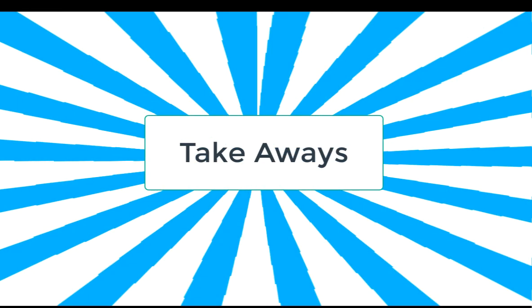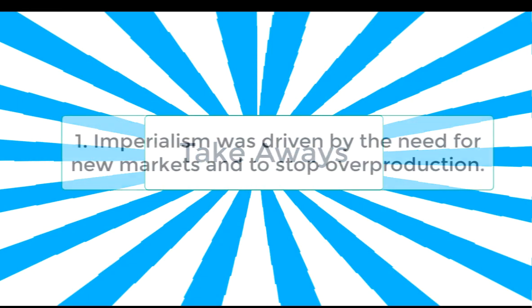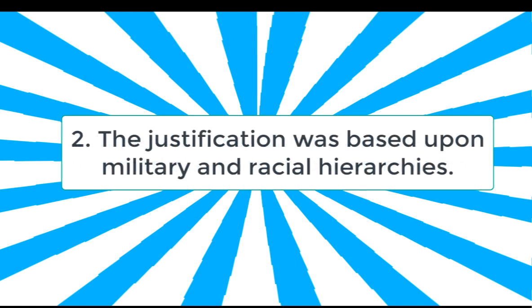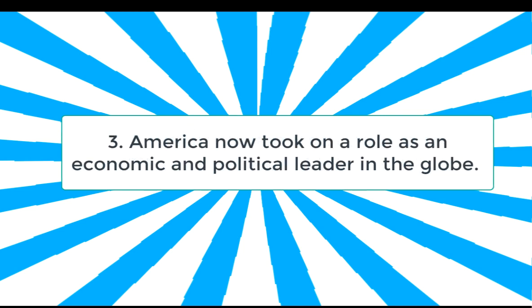Okay, what are our takeaways from this? So number one, I would argue, imperialism by America was driven by the need to find new markets abroad for industrialization and to stop the problem of overproduction. Number two, the justification for all this was based upon both military and racial hierarchies, social Darwinism. And number three, the effect was an American global foreign policy that was based upon now a new leadership of economic and political power interests.